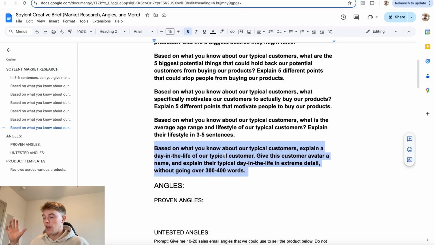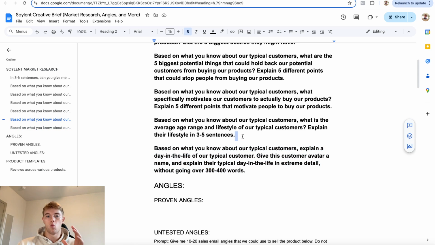And if you feed AI as much information as you can about the customer reviews, the brand description, everything like that, you're going to have a lot of really good outputs about what it is that your customers do, what they're looking for, what they're trying to avoid, everything like that. So I'm going to put those in here.